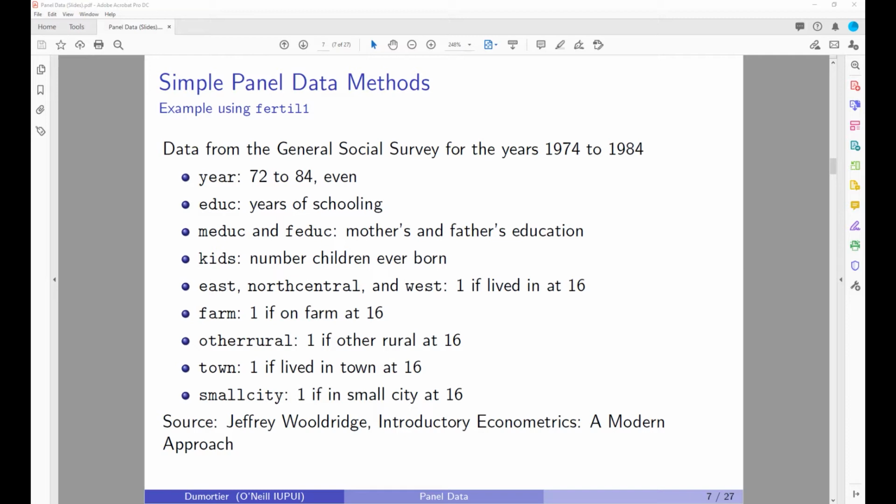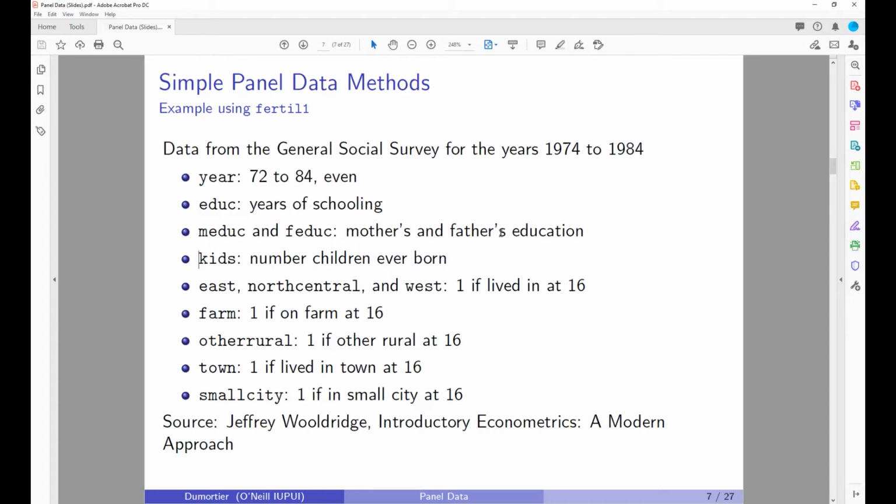So the dataset contains the following data. It has all the even years between 1972 and 1984. And the dependent variable which we are interested in is the fertility rate, or the number of children born. That would be the variable kids. Okay? But we also have data about the years of schooling of the mother.